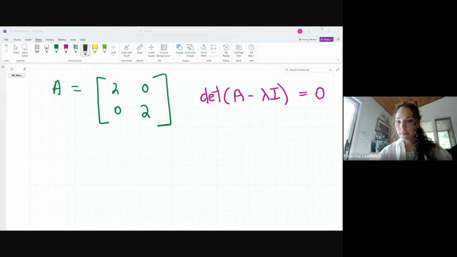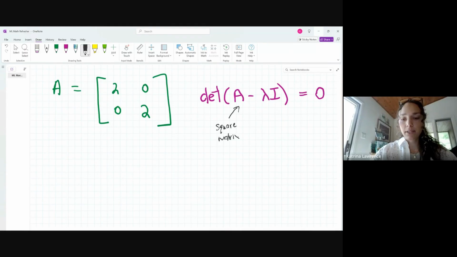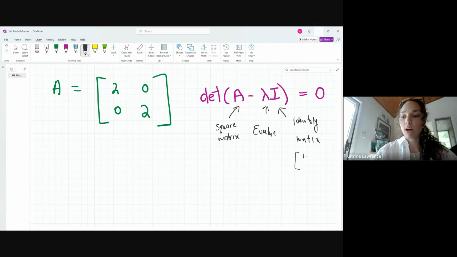Here, A is our square matrix that we have over here. Lambda represents our eigenvalue, so this is a scalar value. And I is our identity matrix, known as your ID matrix. Essentially this means that you have ones on your diagonal and zeros everywhere else. And note that your identity matrix has to be the same size as matrix A.